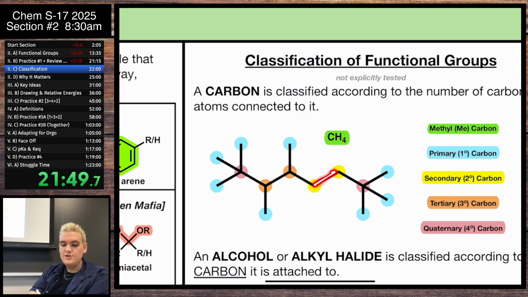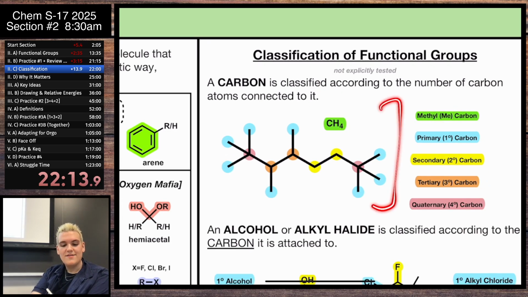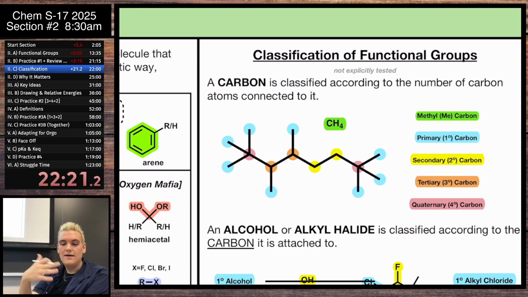This carbon is attached to 2 carbons, so we say it's secondary. This one's attached to 3, so we say it's tertiary. And then this one's attached to 4, so it is a quaternary. We also have, if we just have a methyl group, like CH3Br, this would be a methyl carbon because it's not attached to any other carbons. So this is just helpful for us in terms of classifying carbons, because you're going to see later that different carbons have different reactivities, or the carbons associated with different functional groups react different ways.